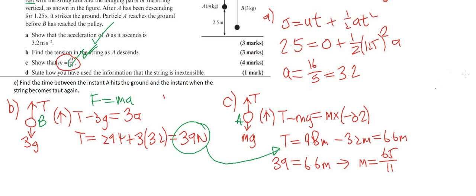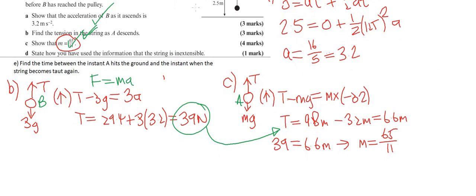Brilliant. Right, now we are on to D, and D is exactly what we've just been saying. That how we use the information that the string is inextensible. Well, that means that the tension on both sides of our string is equal.